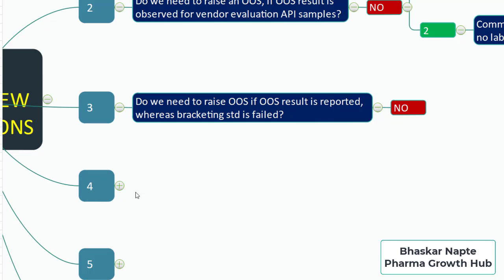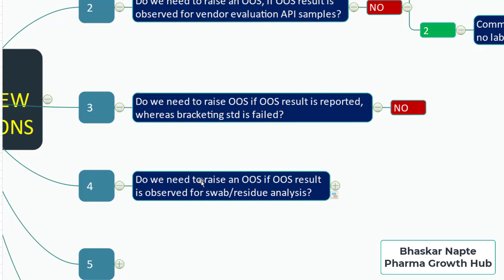Let us move on to point number 4, and here it is. The question is, do we need to raise an OOS if an OOS result is observed for swab or residue or rinse analysis? So you got your cleaning validation sample or cleaning verification sample. It can be a swab sample, it can be a rinse sample, it can be any kind of sample, but it belongs to cleaning verification or cleaning validation. The question to you is, do we need to raise an incident for the failed swab sample?